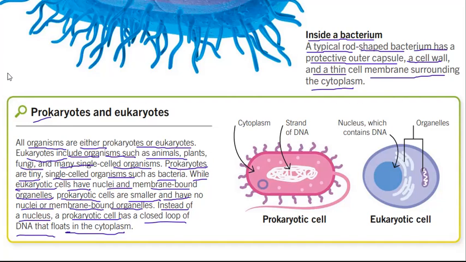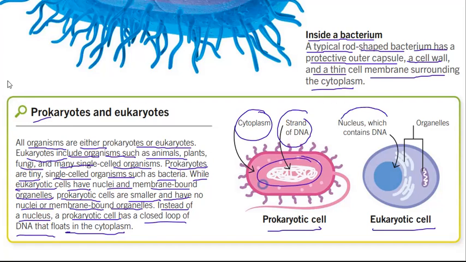Float in the cytoplasm. See, in the prokaryotic cell here, the cytoplasm is there, and a strand of DNA here, observed with the white colored shape. And when it comes to the eukaryotic cell, you have a nucleus which contains DNA, and organelles are there. But in prokaryotes, it is not there. So this is regarding bacteria cases.